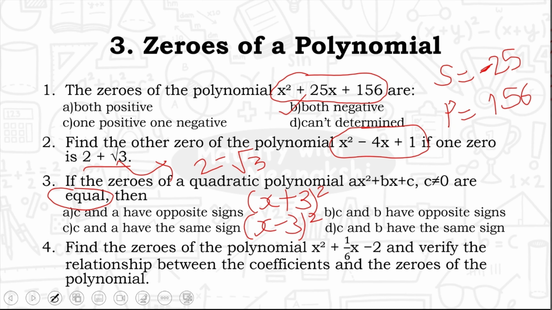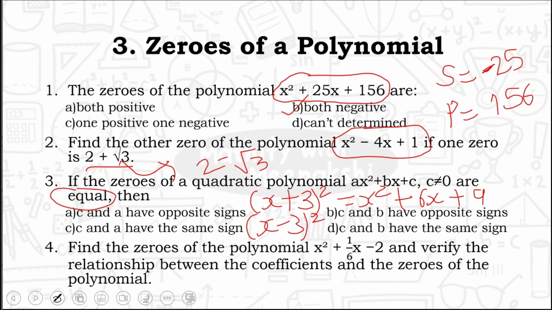If you expand this, what will you get? In the first case, you will get x² + 6x + 9, and in the second case you will get x² - 6x + 9. Did you observe something here? Yes, the coefficients of x² and the sign of the constant term are always the same. That means option C is correct.